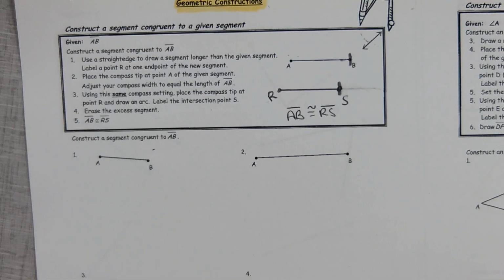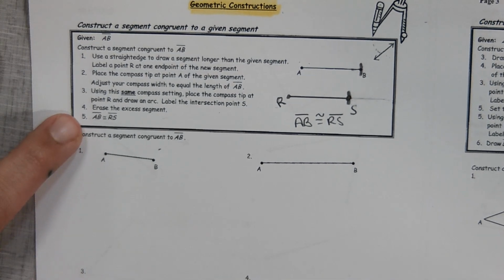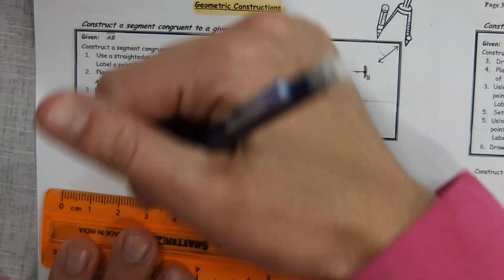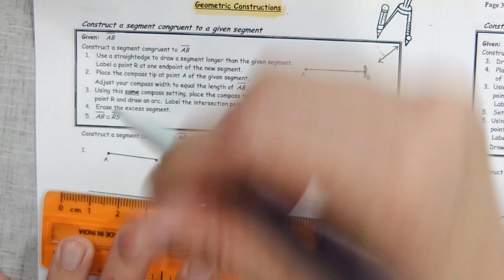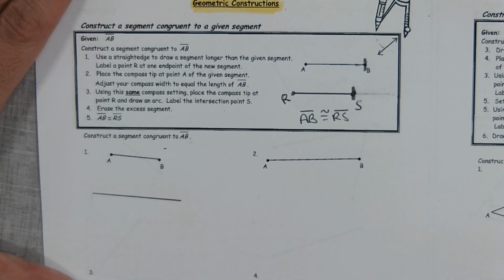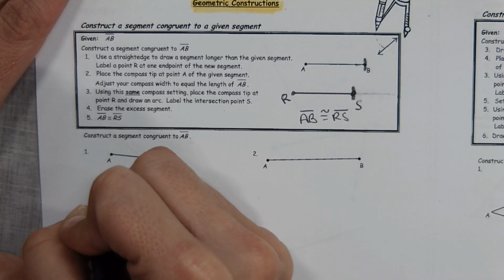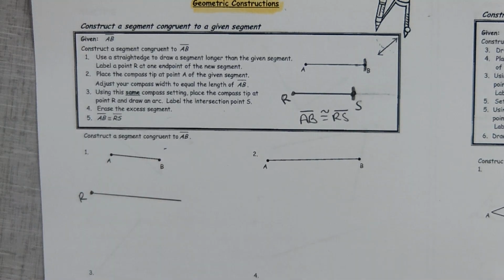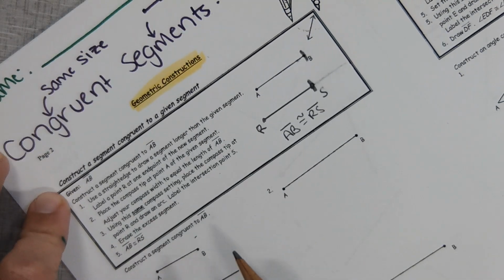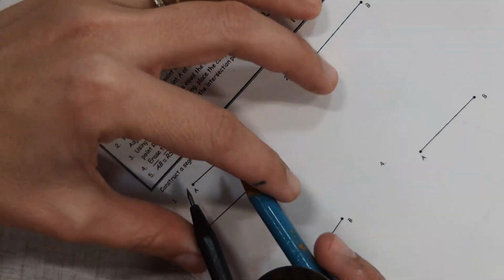Okay. We're going to do this again. I'll walk through the steps again. So for number one, we're making a segment congruent to AB. So our first step is to use the straight edge to make a segment longer than AB. Label the endpoint right here R. And then I'm going to measure from A to B and adjust it so it's that same width.